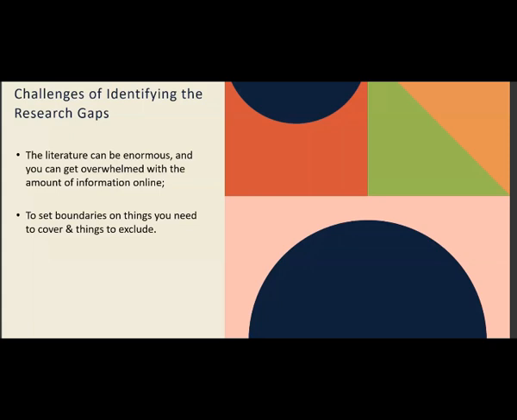So going back to my earlier slides, that is why it is very important for you to identify your keywords, a maximum of 5. Okay? The more keywords that you have, the bigger will be your boundaries. You need to set your boundaries. Okay? You need to identify what are the things that you need to exclude.